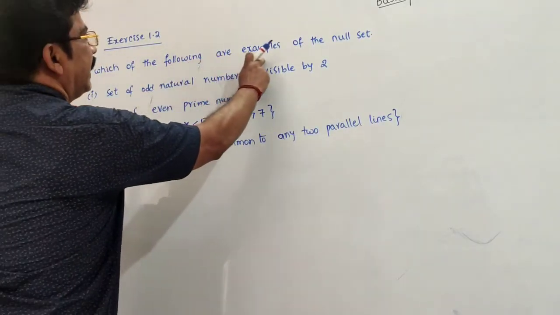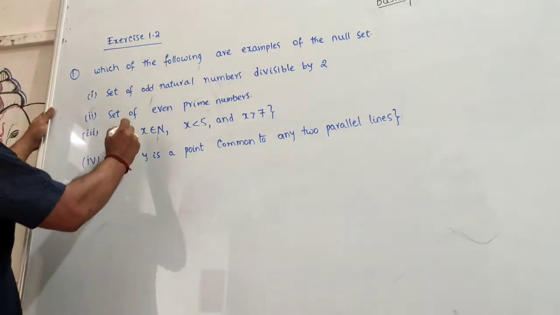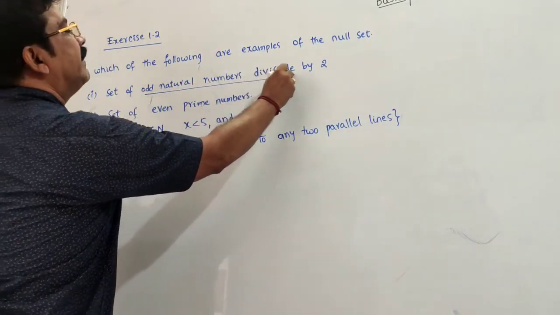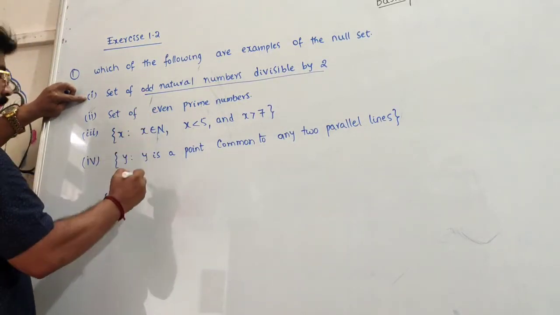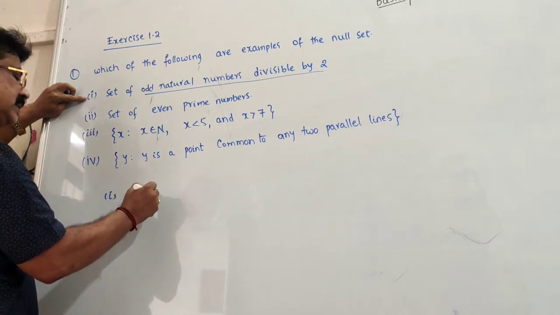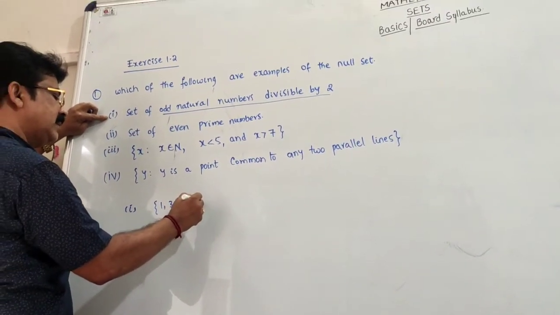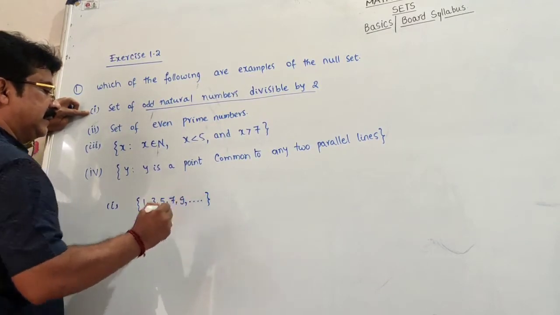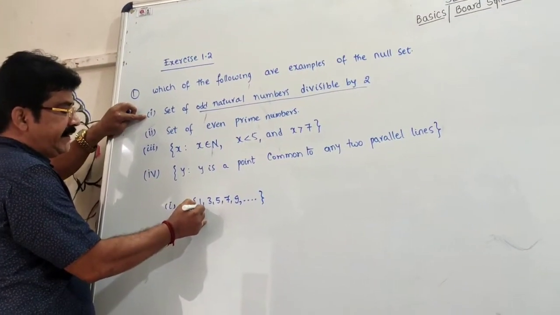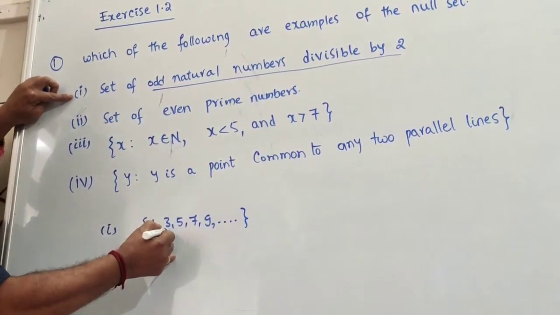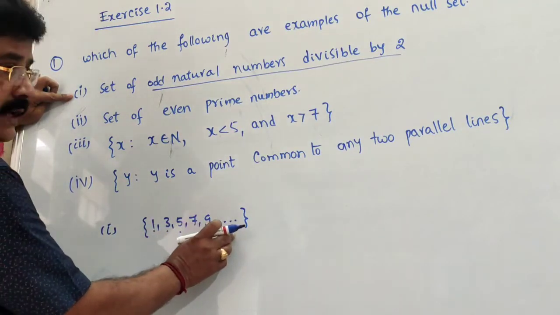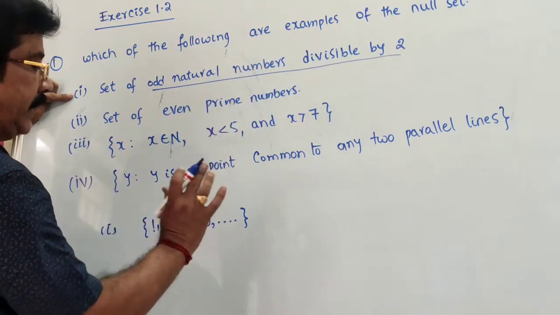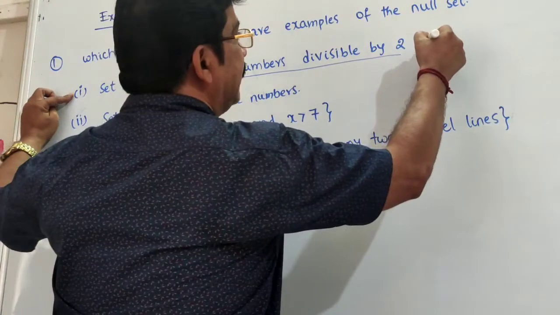Which of the following are examples of the null set? Set of odd natural numbers divisible by 2. Actually, number 1. Set of odd natural numbers means 1, 3, 5, 7, 9, like that. Is 1 divisible by 2? No. Is 3 divisible by 2? No. Is 5 divisible by 2? No. So no number is there which is divisible by 2. Therefore, this is null set.